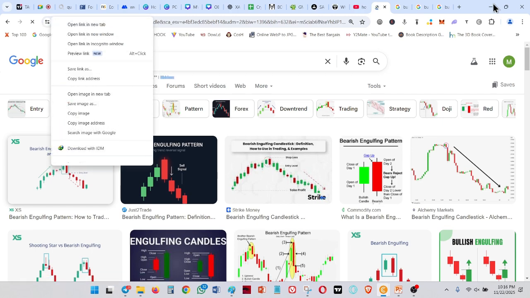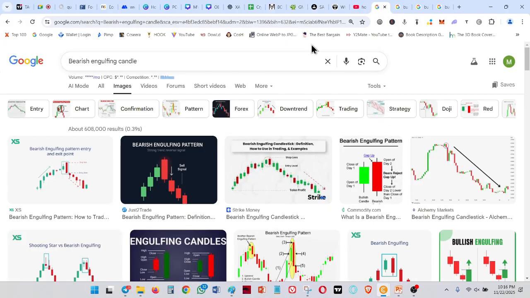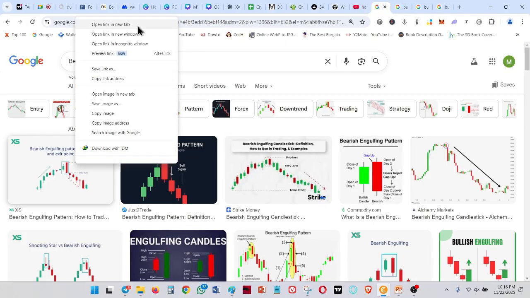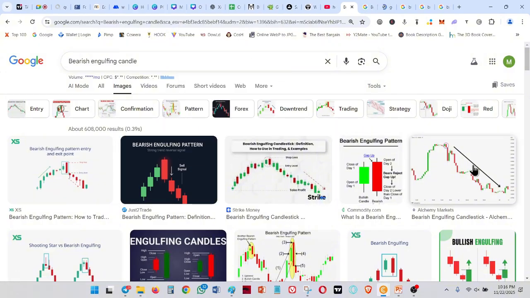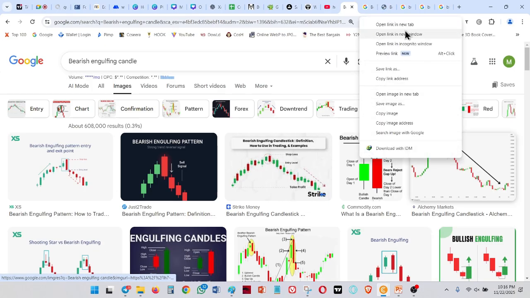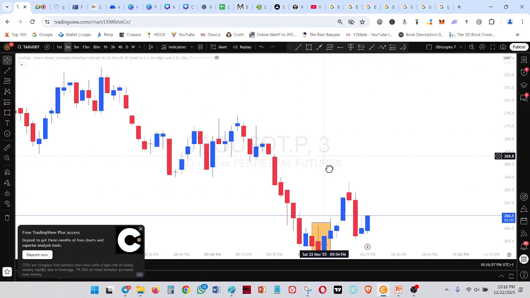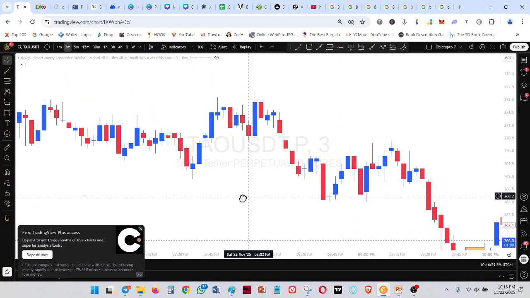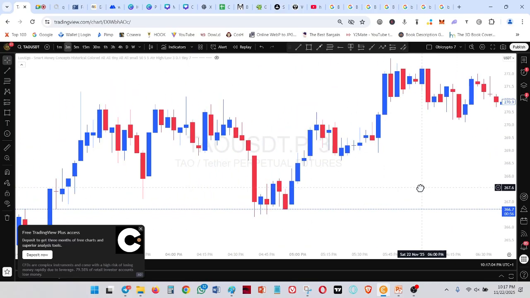Let me open this one. I'll open this one as well, and this other one. So let's go to the live market and see whether we can locate any bearish engulfing candle. Let's see whether we can locate any.